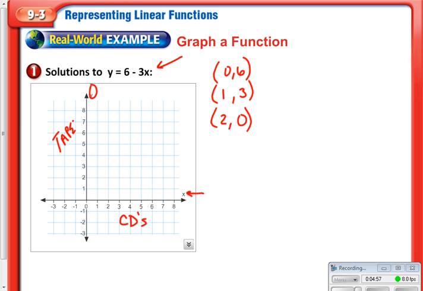So we'll go ahead and plot them here. 0, 6, plot. 1, 3, so we come over 1, up 3, plot, and over 2, and we don't move up anywhere, so that's 0. So right there, we can go ahead and graph this line through those points. Now that line is straight. It's a linear line. It's a linear function, as mentioned before.